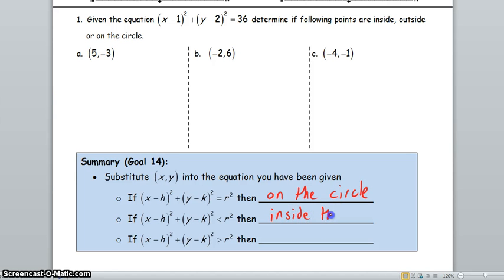inside the circle. So we want to think about that as the distance from the center to our point is less than the radius, which is the center to the outside of the circle. If it's less than the radius, then it has to be inside the circle. And then conversely, if it is greater than r squared, it is outside the circle.